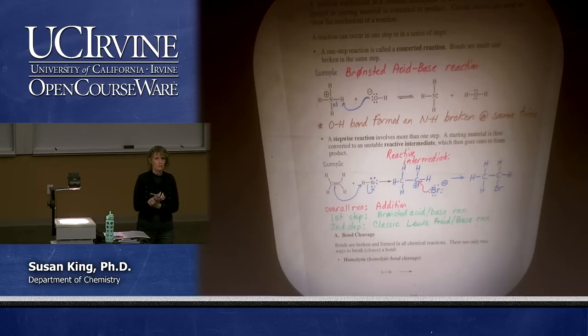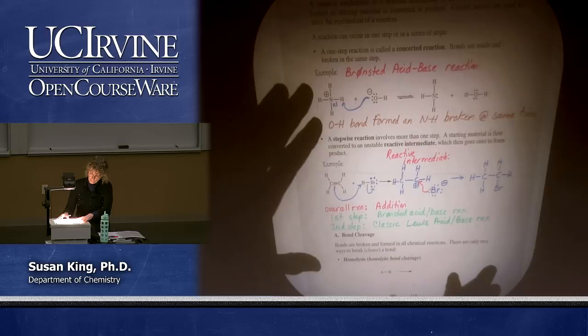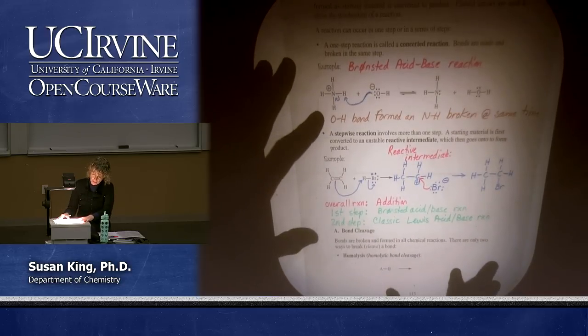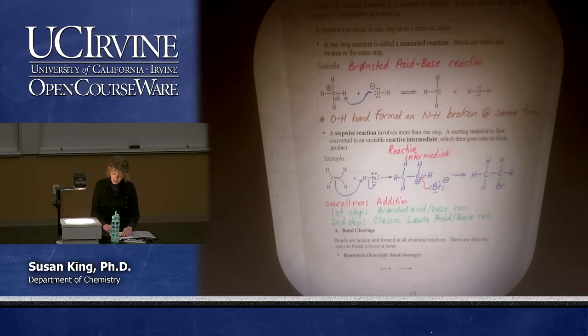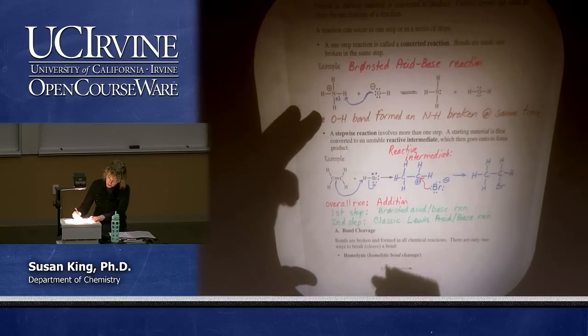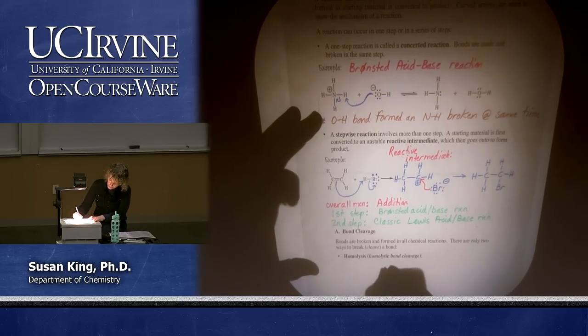Questions so far? All right, we also want to talk about bond cleavage. Bonds are broken and formed in all chemical reactions. There's only two ways to break a bond. Homolysis is also called homolytic bond cleavage. Looks like this.